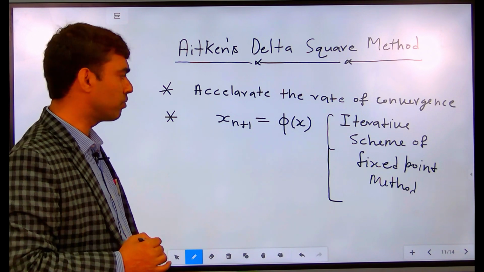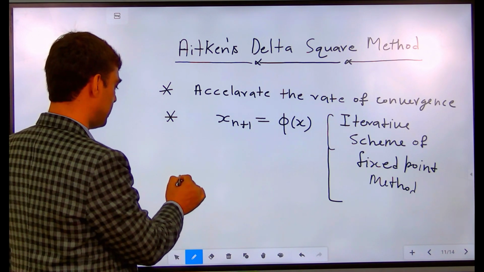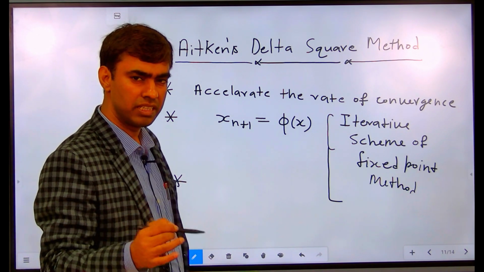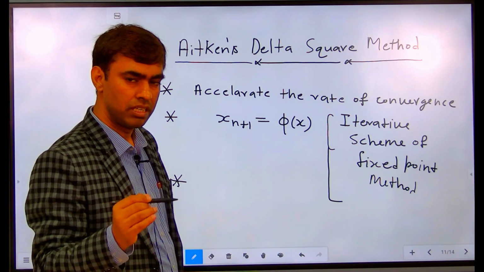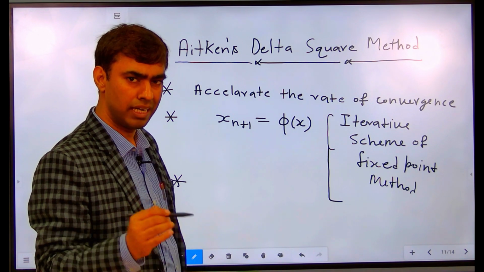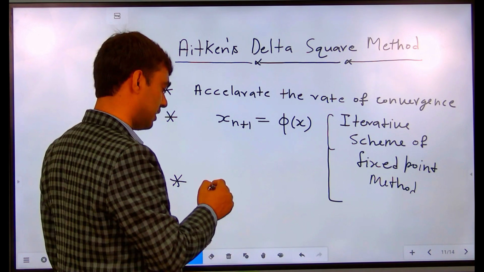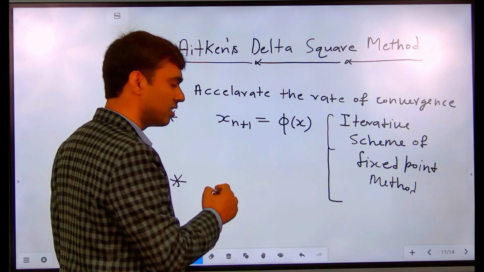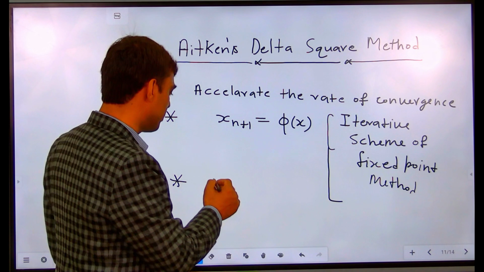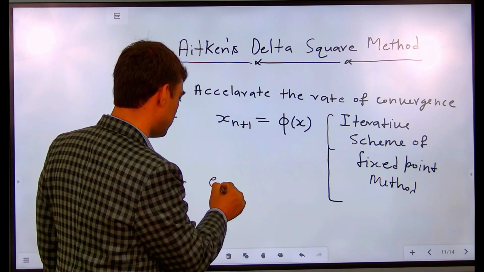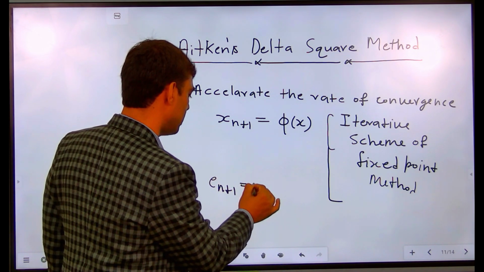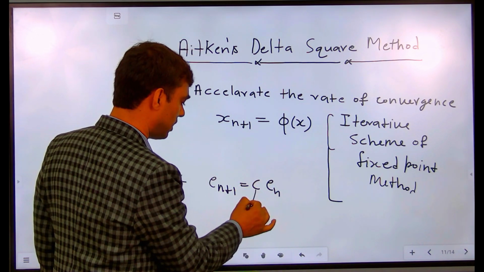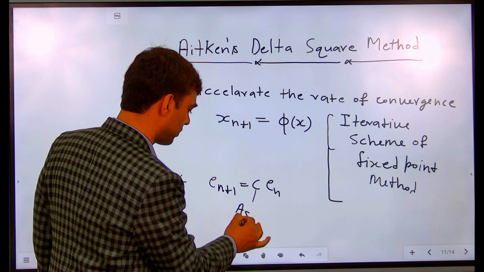Now what is the rate of convergence of the fixed point method? Rate of convergence means, how do we define it? It is a relation between the error after the nth iteration and the error after the (n+1)th iteration. What is the relation? E_{n+1} = C E_n. Here C is the asymptotic error constant.